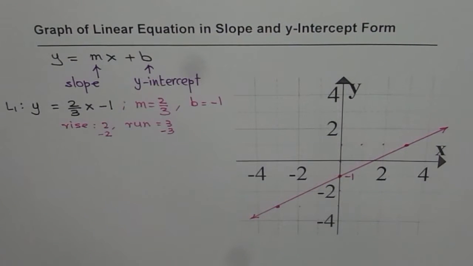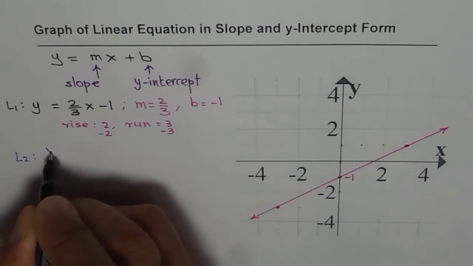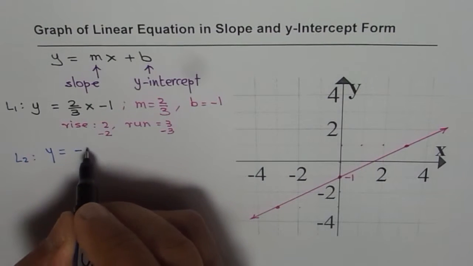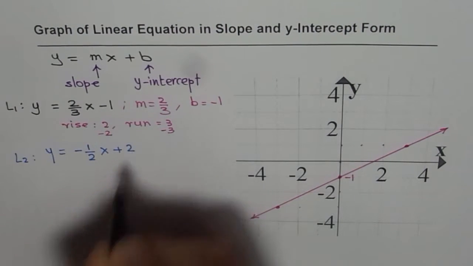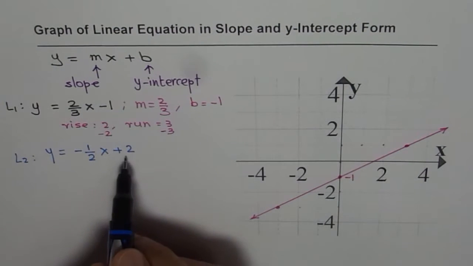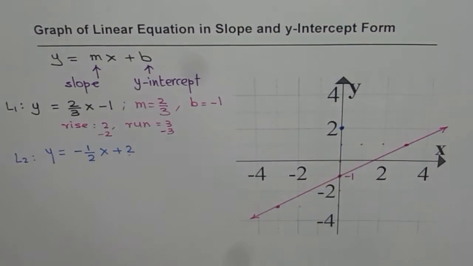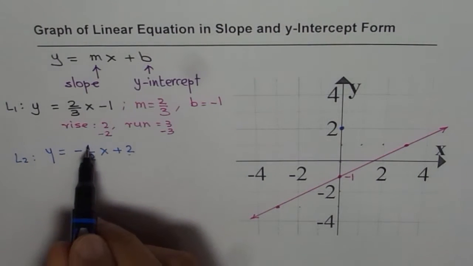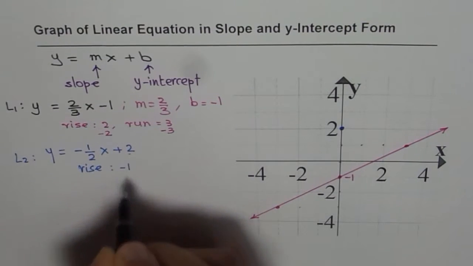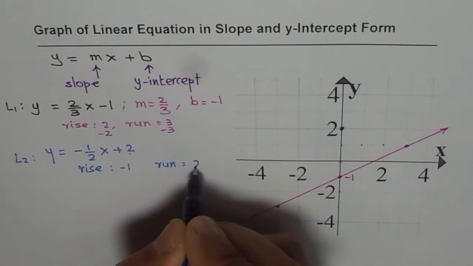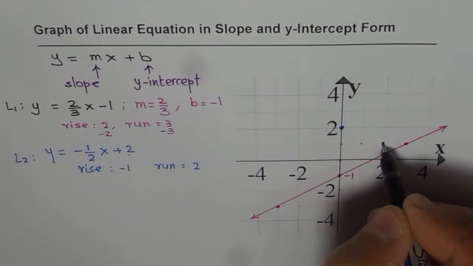So let me take another example. So this time we'll take a line with negative slope. So let's say y equals minus 1 over 2x plus 2, okay? Now in this case, what is the y-intercept? Y-intercept is 2. That is the point here, right? That's the y-intercept. Slope is minus 1 over 2. So we can write slope as rise of minus 1 and run of 2, right? So minus 1 means go one step down and run of 2 means 1, 2. So that's the next point.